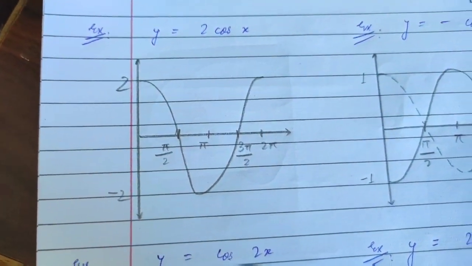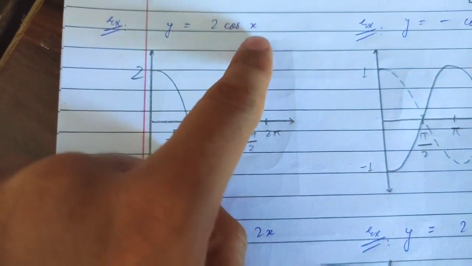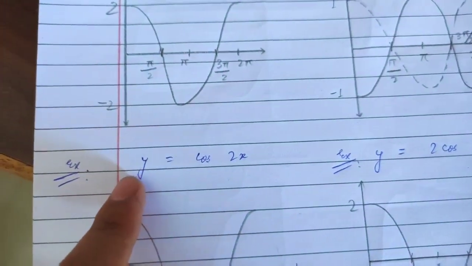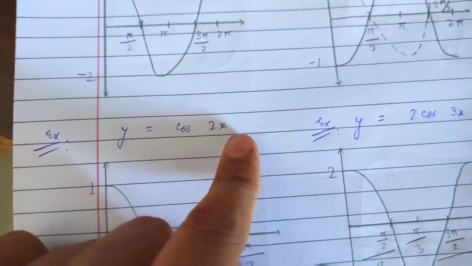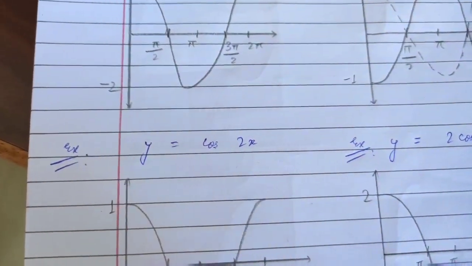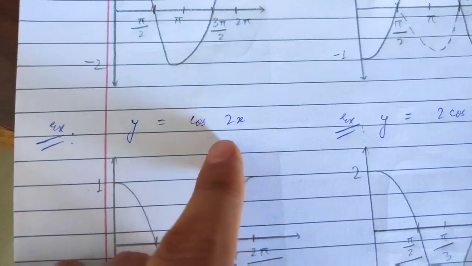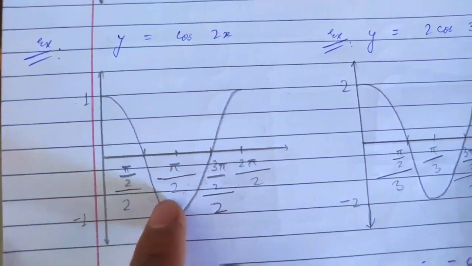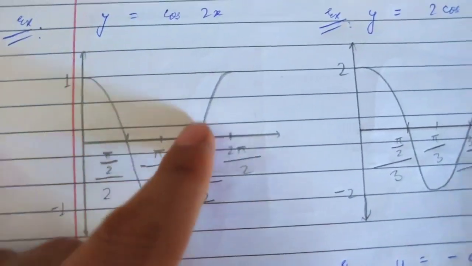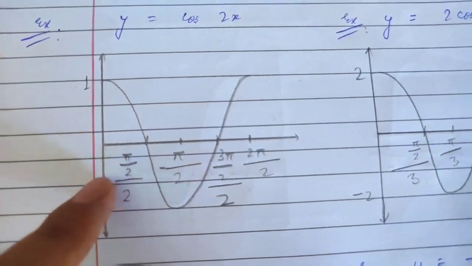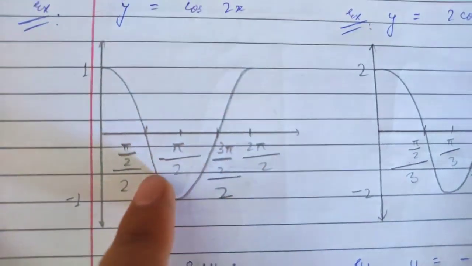The second condition is if a number is multiplied inside, like y equals cos 2x. In the previous case we divided all these 4 points by 2, because 2 is multiplied. Here also we will divide by 2, so the graph will be like this, and pi by 2 divided by 2, and similarly for all these points.